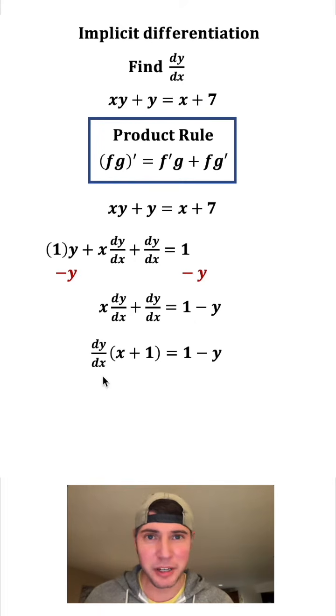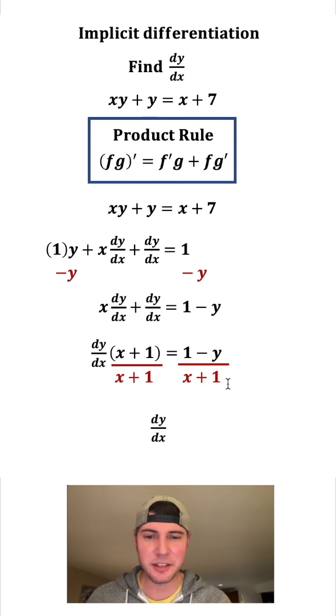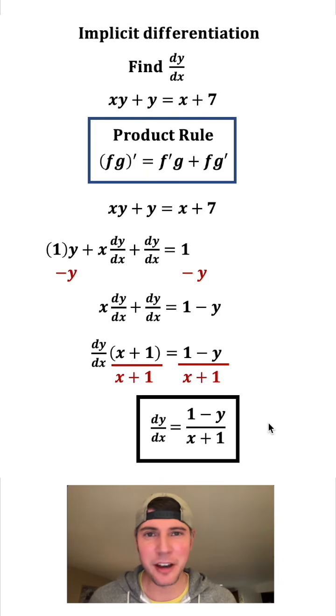Now, since we want to get dy/dx alone, we're just going to divide both sides by x plus 1. So the left-hand side is just dy/dx, and the right-hand side is this right here. And we have now found dy/dx.